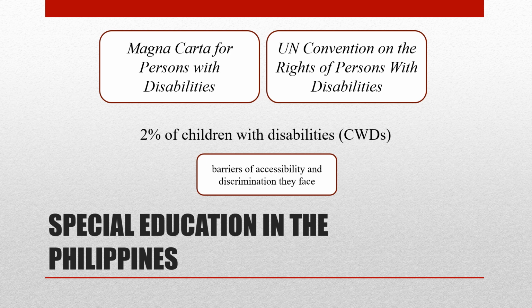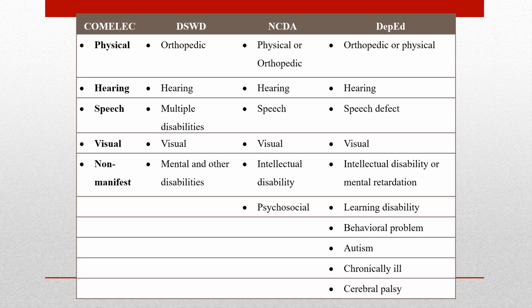To start addressing this issue, we should at least be familiar with some of the classifications of disabilities. COMELEC, or the Commission on Elections, identified 5 areas of disabilities, which are almost similar to the classifications of DSWD, except for the inclusion of speech by COMELEC and multiple disabilities by DSWD. Moreover, the National Council on Disability Affairs separated the area for psychosocial disabilities.